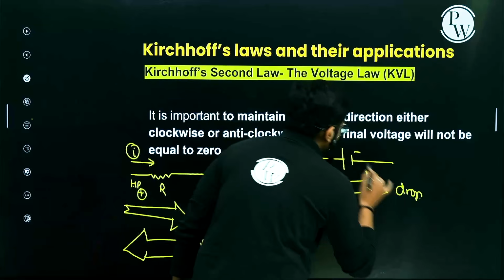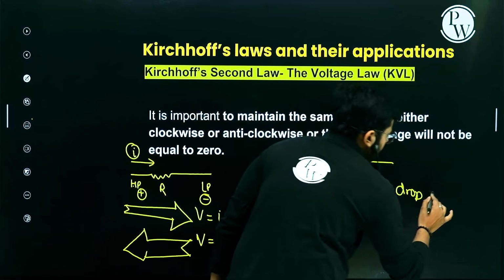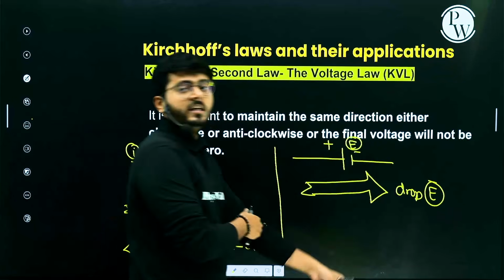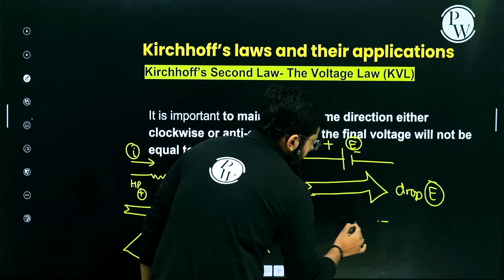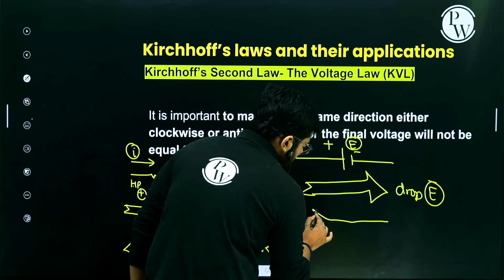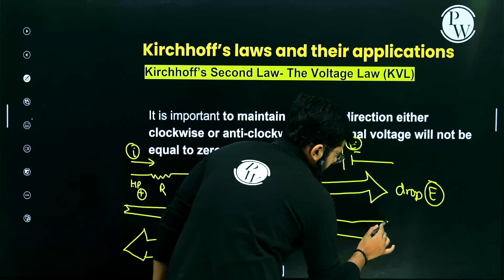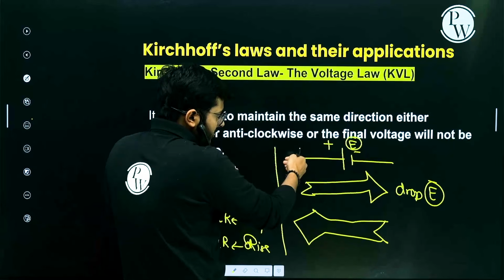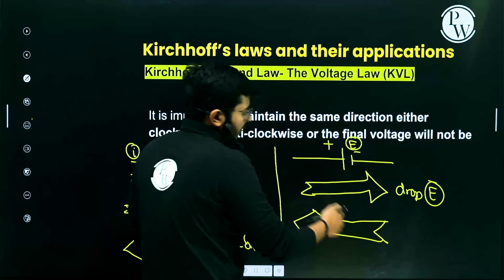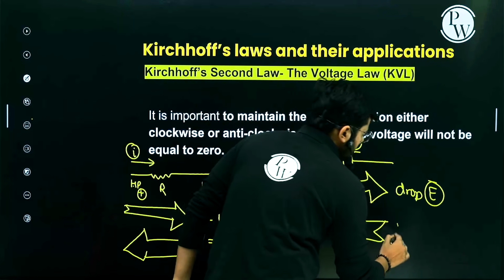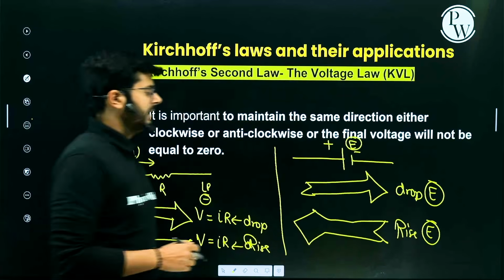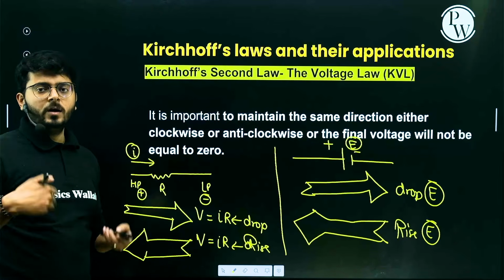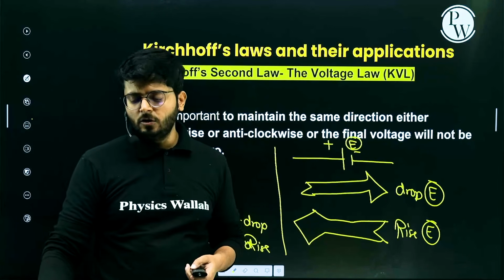If the EMF of the battery, let's say, is E, right? So right now you have observed a potential drop of E volts. Now, if you are analyzing it in this way, you are moving from lower potential to higher potential. So what will happen? You will observe a potential rise of E volts. I believe you got the idea, right? Depending upon the way you are analyzing it, you will get the potential rise or potential drop.